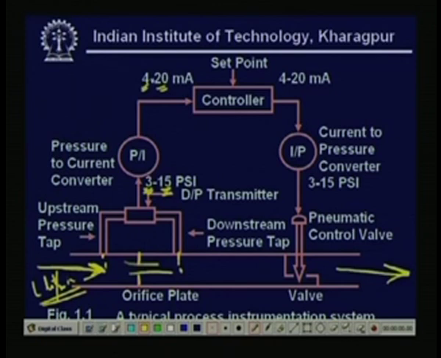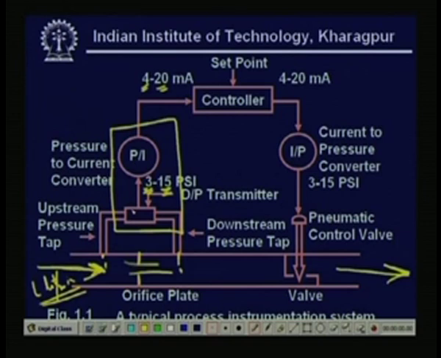for the current signal it is 4 to 20 milliampere. But nowadays, as you know, the entire thing is incorporated in one DP transmitter, where you will get this 4 to 20 milliampere of current directly. You do not need a P to I converter and all those things, everything is incorporated inside.